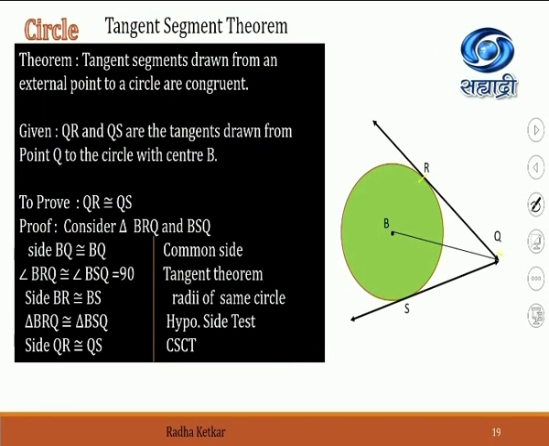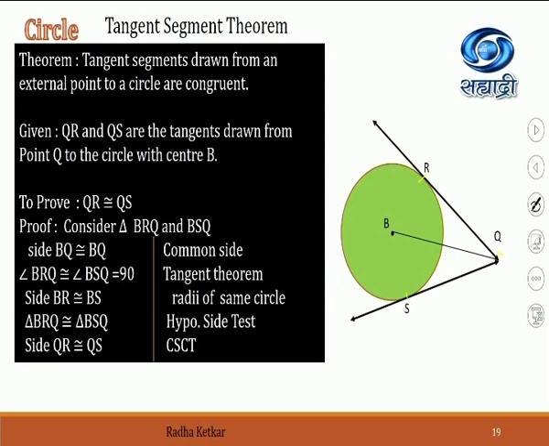Similarly, for the other tangent QS, you can see point Q and point S, which is common for the tangent and the circle. So the distance between Q and S is nothing but the tangent segment. Okay, so what do we have to prove? Tangent segments drawn from an external point to a circle are congruent. That means QR and QS are congruent.